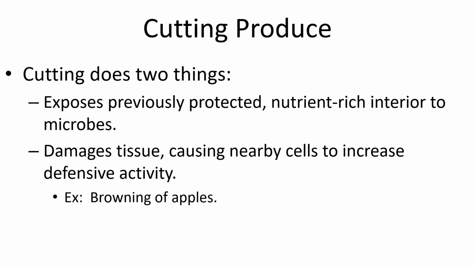As we cut into produce, we do two things. First, we introduce the previously protected, nutrient-rich interior to microbial contamination. Second, we damage some of the cells as we cut them open. The molecules in the interior of those cells spill out, reacting with each other and with neighboring cells. The neighboring cells sense the death of a nearby cell.